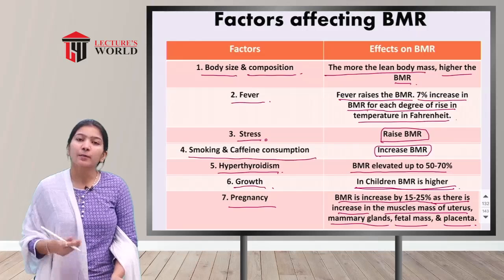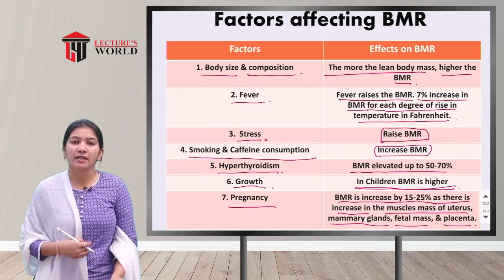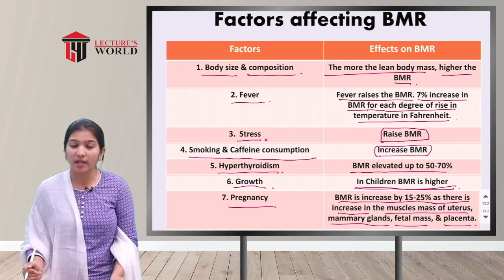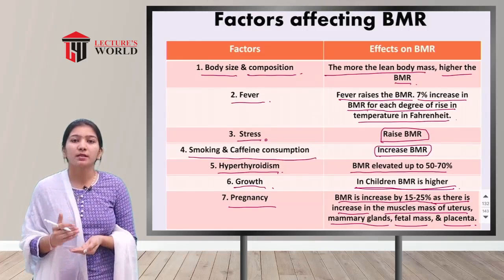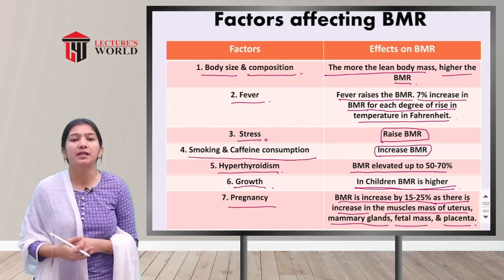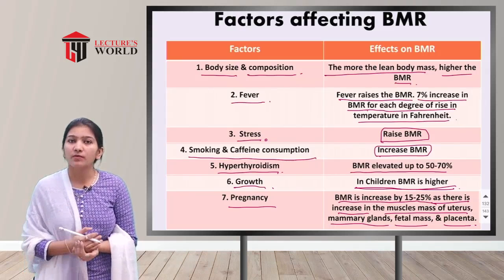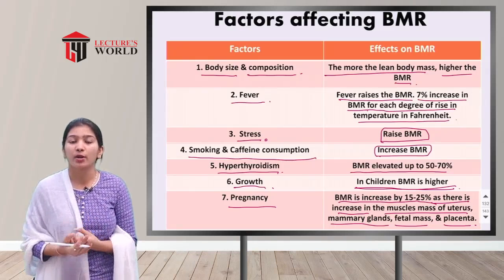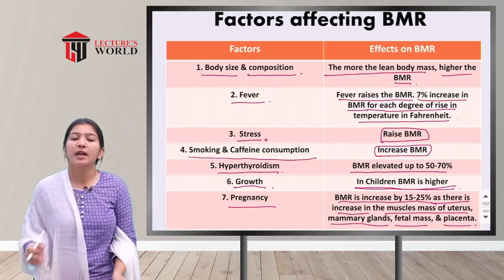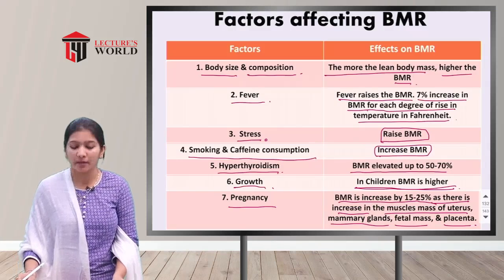So why during the pregnancy period is the BMR higher? Because in the mother's womb there is an increase in muscle mass. The baby, the fetus, is continuously developing inside the mother's womb. Because they require extra calories, extra food, there will be a higher BMR in the pregnant woman.